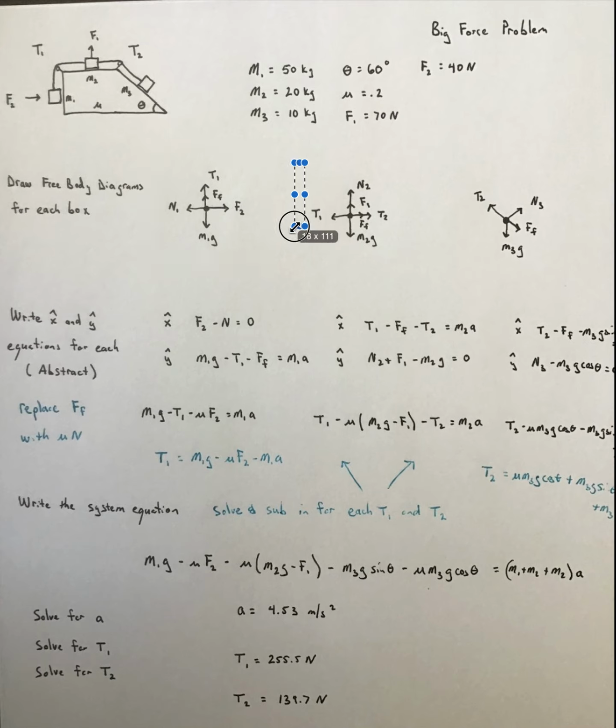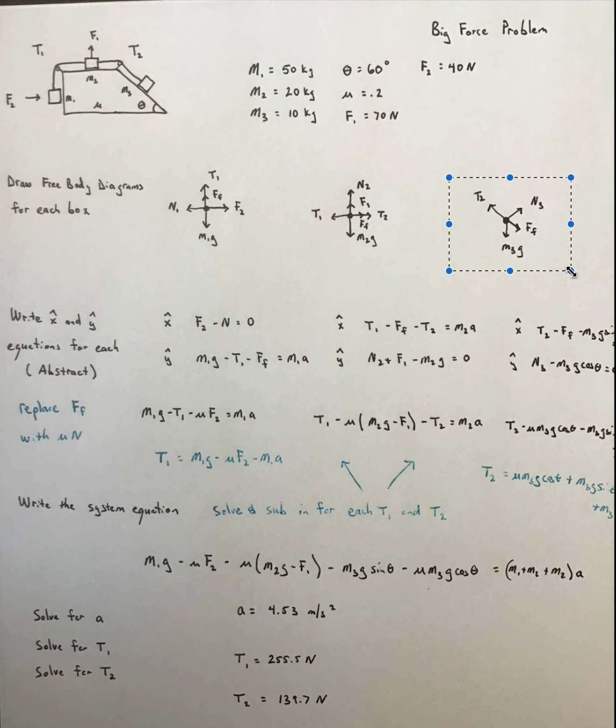Okay, so now let's go over here to box 2. We have tension. T1 is pulling it left. T2 is pulling right. Friction is going to be to the right. F1 is up. The normal force of the table is up. And of course, M2G is down. And then we go over here.